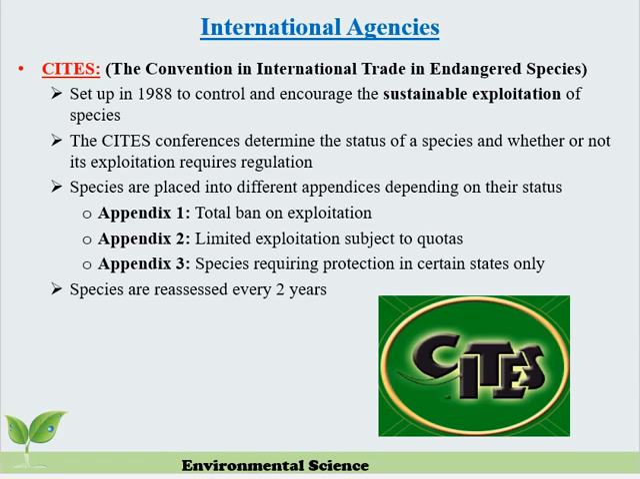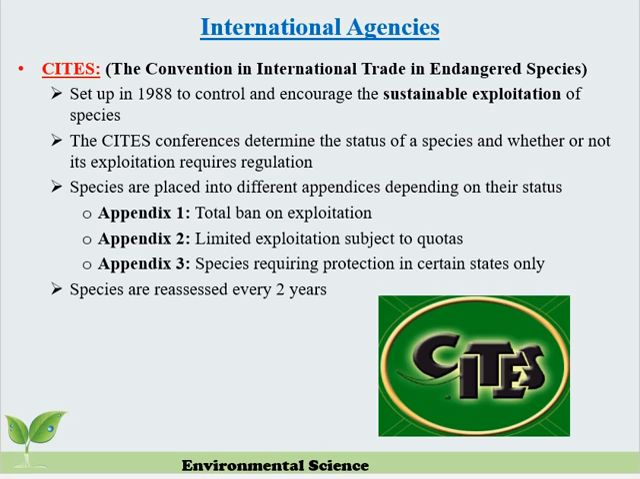All right, so the CITES conference determined the status of a species and whether or not its exploitation requires regulation. Species are placed into different appendices depending on their status. Appendix one, total ban on exploitation, meaning they cannot be exploited at all. Appendix two would be limited exploitation subject to quotas, and three would be species requiring protection in certain states only. So number one is a total ban, no exploitation, no selling, no trading, nothing like that. And then they get a little bit looser as far as the regulations on two and three.